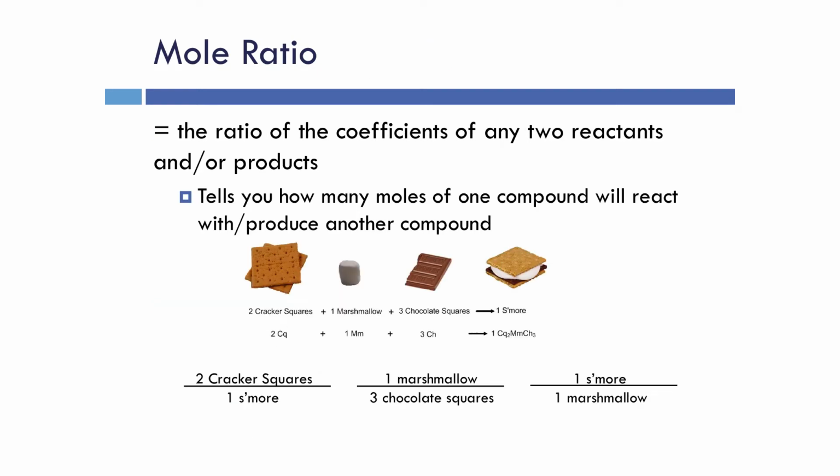Here's what it would look like with the s'mores example. The key part of this is that it doesn't matter what things you're comparing. You could compare 2 reactants together. You could say, if I have 2 graham cracker squares, how many marshmallows do I need? Or you could say, if I had 9 marshmallows, how many s'mores can I make? You can compare reactants to products, products to reactants, and so forth. And you can compare two types of reactants or two types of products if they have it.